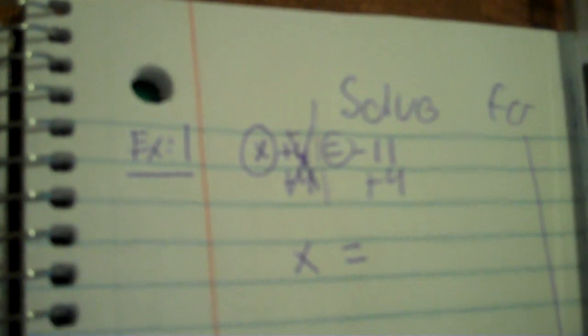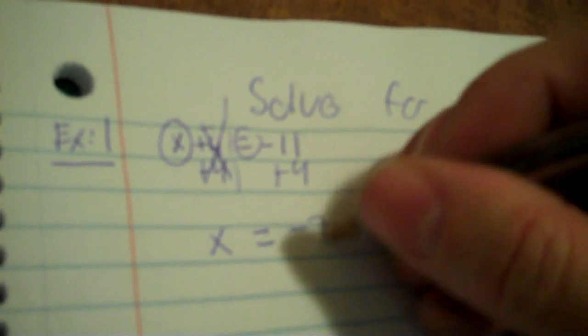So line up your equals. You have x, and the 11 has a negative in front of it, and then the 4 has a plus, so plus 4, negative 7. That's all we have to do. X equals negative 7.